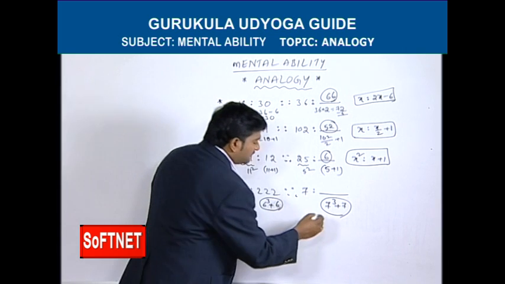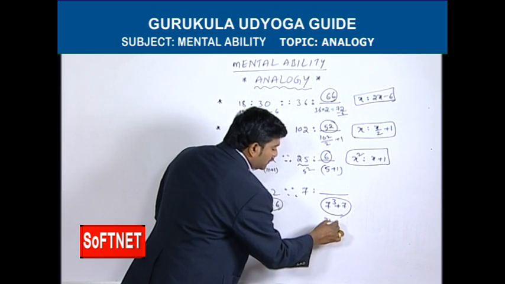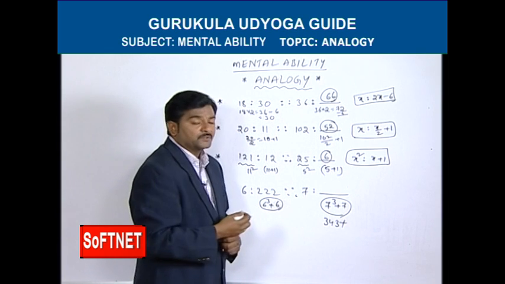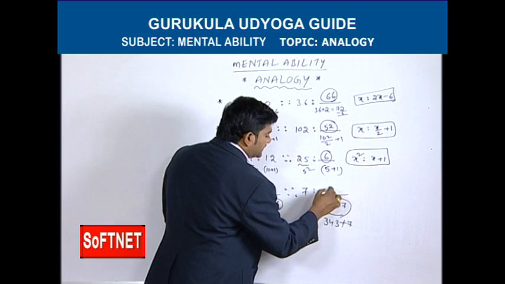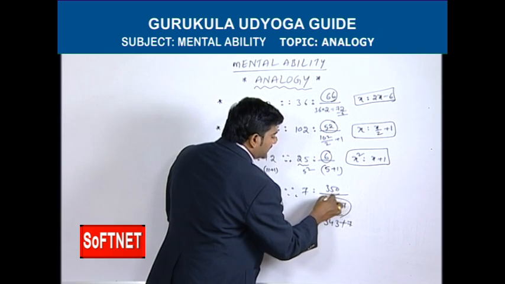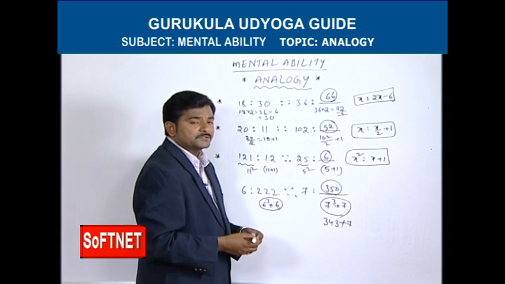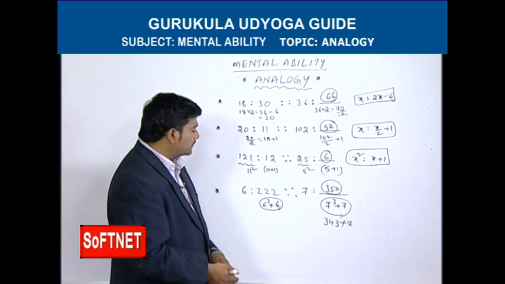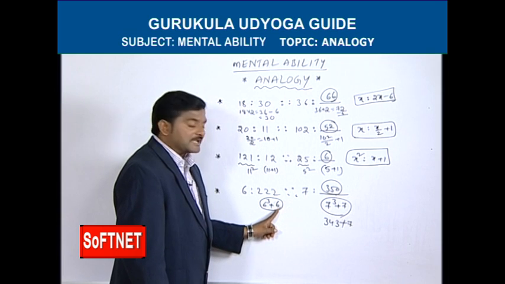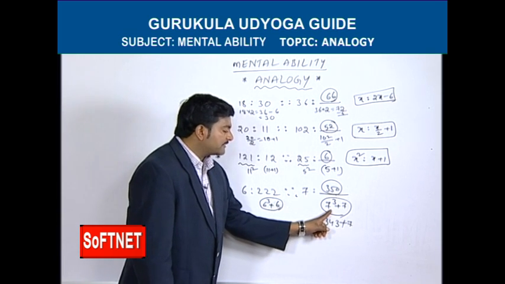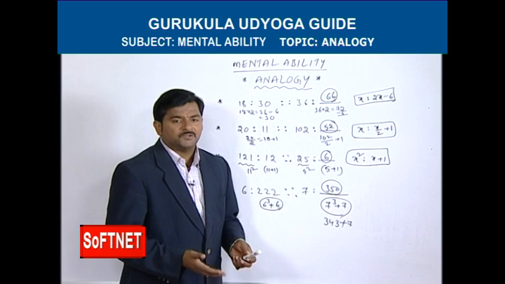Again 7 cube value is, you must be aware of these cubes, equal to 343. 343 plus 7 means what can we take here? 350 we can take. I hope you understood. And you may think in this way also. See how simply, for 6 cube he added plus 6. That's why for 7 cube also we need to add plus 6. You may think in that way also.